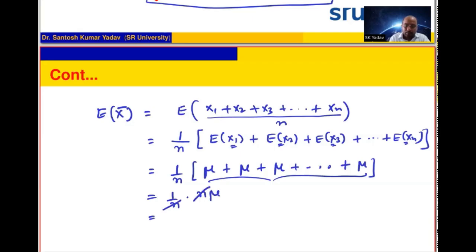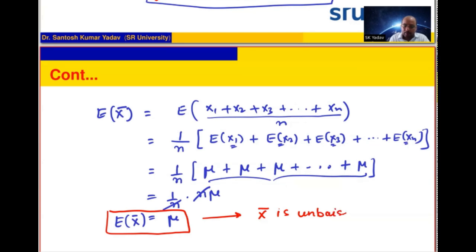I have mu. So what is the interesting result here? Expectation of sample mean is the same as the population mean. And this is the property that X bar is an unbiased estimator of the population parameter mu.